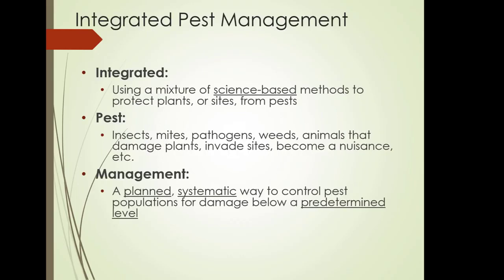Integrated is using a mixture of science-based methods to protect plants or sites from pests. So you're not using just one tool. It's very likely you're going to need to use a number of tools to get control or manage a pest. And of course, a pest is insects, mites, pathogens, weeds, etc. We are going to focus primarily on insects, mites, and pathogens in this class.